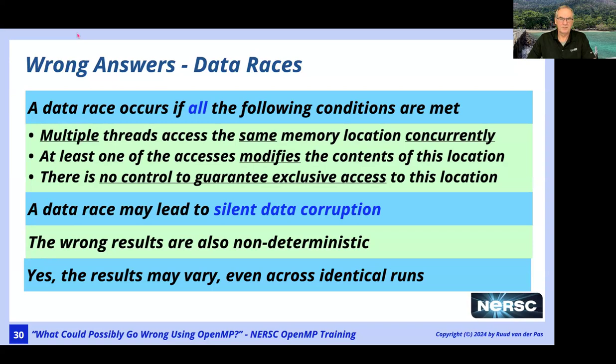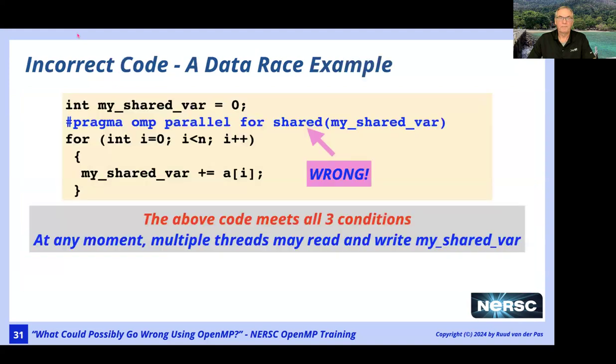And a data race leads to silent data corruption. And as you saw in my earlier examples, the wrong results are also non-deterministic. It can drive you pretty crazy to identify where the data race originates. So even identical runs could produce different results from run to run.